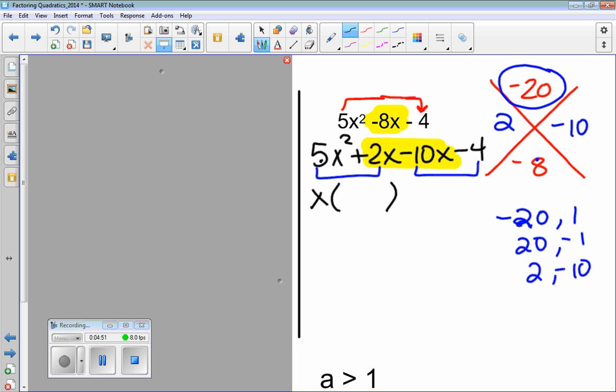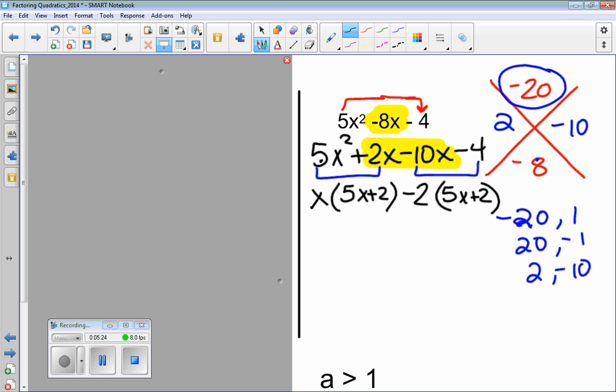5x plus 2. Now, I absolutely have to have this be the same in the second group. Has to be the same. So looking at the last two sets of numbers, what number can I take out so that I will be left with 5x plus 2? A negative 2. Because negative 2 times 5 is negative 10, and negative 2 times 2 is negative 4.